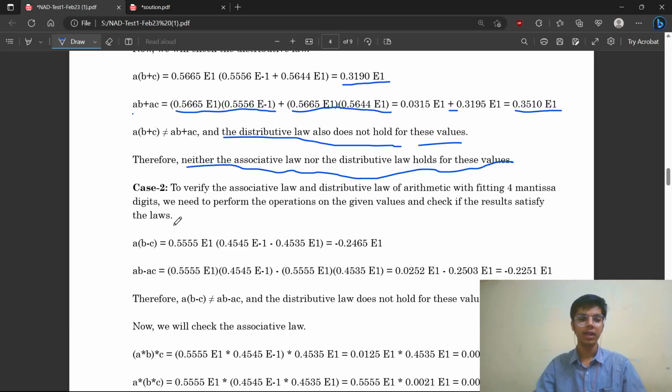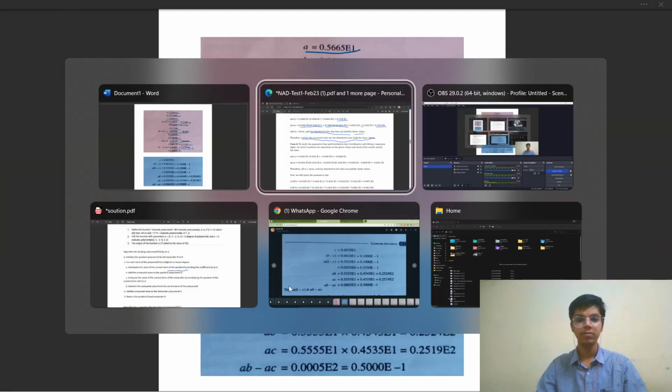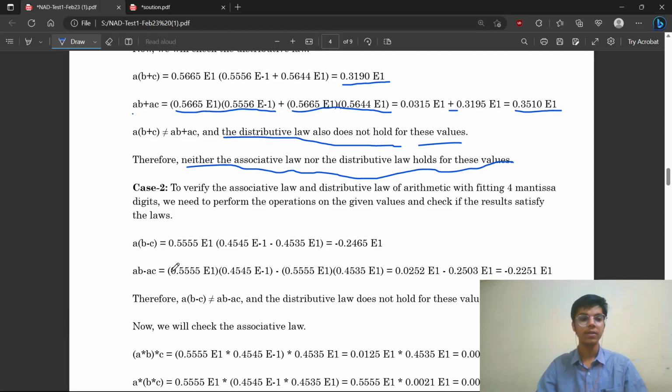First we are going to subtract b minus c. Sorry guys. So first we will subtract b minus c. Here is b and c. After subtracting them, we will multiply the value of a with the result. So the resulting answer will be minus 0.24655 e to the power 1.